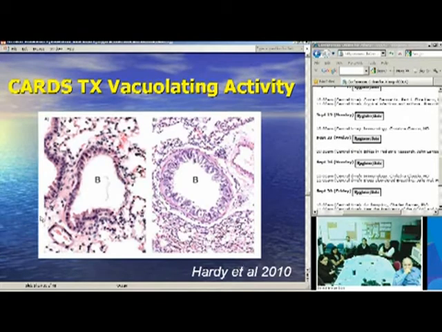This is a picture of what the mouse bronchial epithelium looks like with heat inactivated toxin on the left, and after instillation of 44 picomoles of toxin on the right side. You can see tremendous vacuolization of the epithelia there, as well as a leukocytic infiltrate, largely lymphocytic infiltrate in the surrounding lung parenchyma.